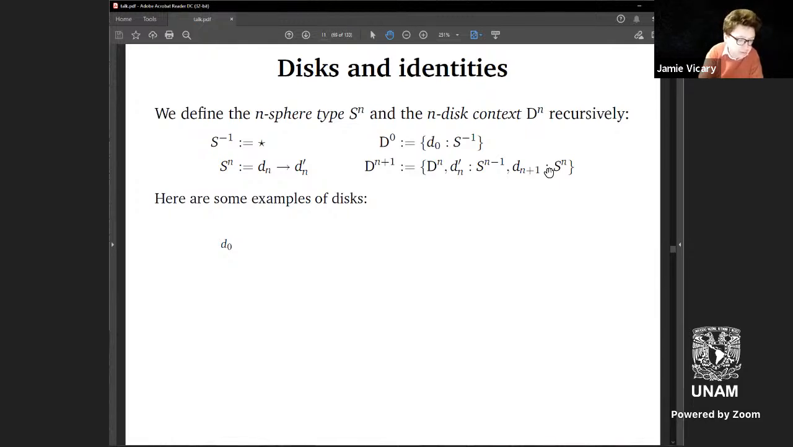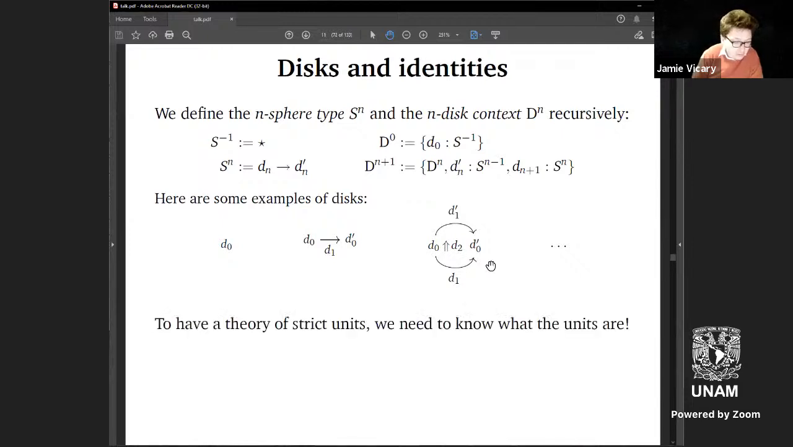So this is capital D0. This context here just contains a generating object. This is capital D1, contains 2 points and a morphism. So capital D1 is the free infinity category on a 1 morphism. This is capital D2, the free infinity category on 2 0 cells, 2 1 cells, and a 2 cell. Right? So this looks like a point, looks like a 1 disk, looks like a 2 disk. So that's what our disks look like.